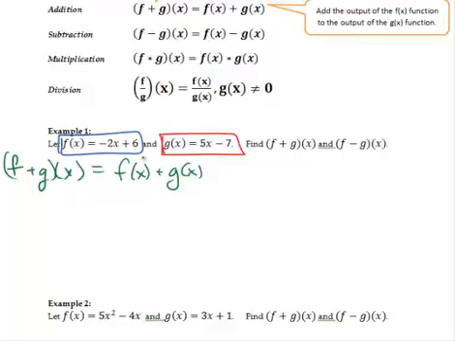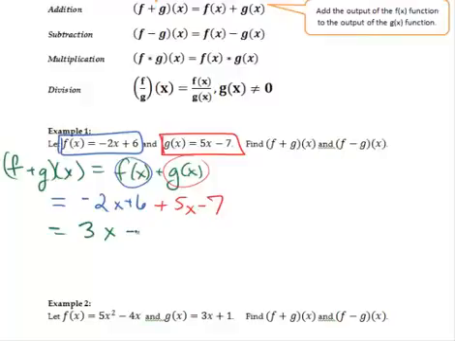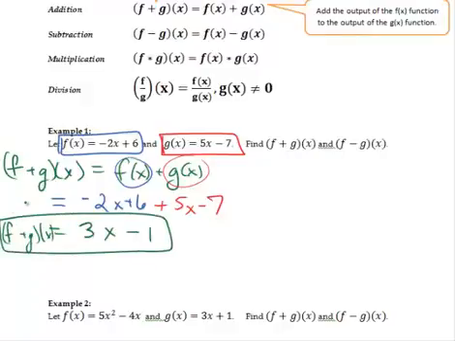So in place of this guy, we're going to replace that with the entire f function, negative 2x plus 6. And in place of g of x, we're going to replace that with the entire g function. And now we simply combine like terms. Negative 2x plus 5x is positive 3x. Positive 6 minus 7 is negative 1. So f plus g of x is 3x minus 1. It's a brand new function. It's a combination of the f and the g functions together.